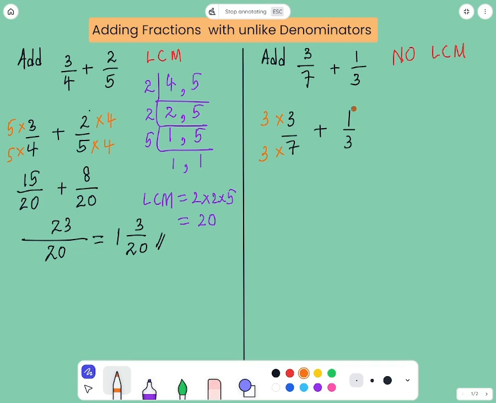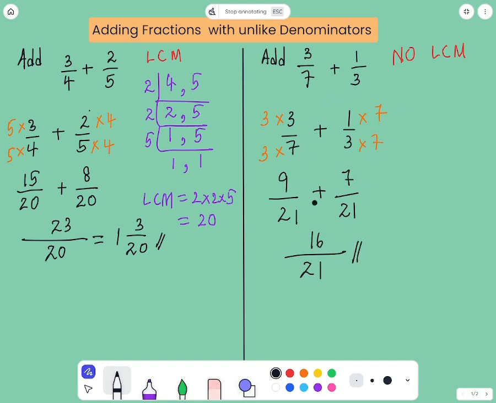Now this fraction, it is 1 over 3, denominator 3. What is the other denominator? That is 7, multiplied by 7. Then when you multiply the denominator, you have to multiply the numerator also. Now you get 3 times 3, 9. 3 times 7, that is 21. 1 times 7, 7. 3 times 7, 21. Then common denominator 21. 9 plus 7, that is 16.